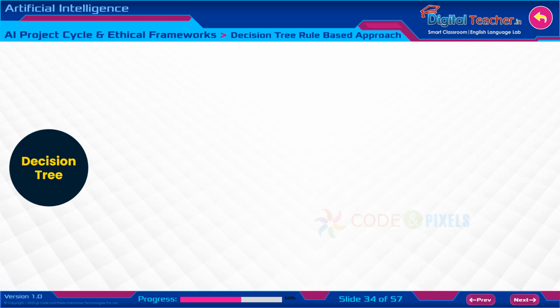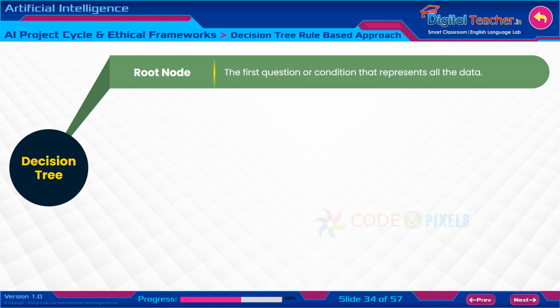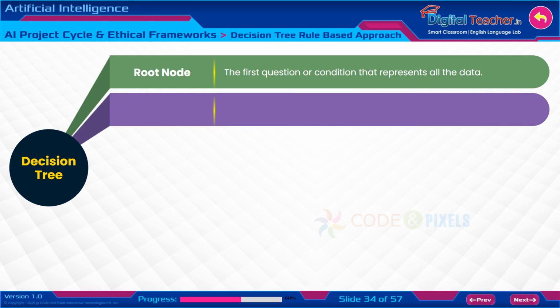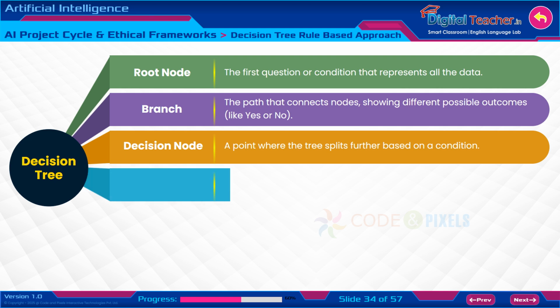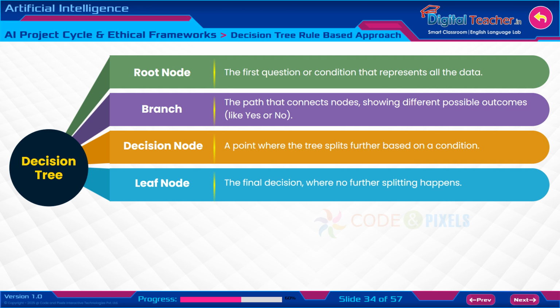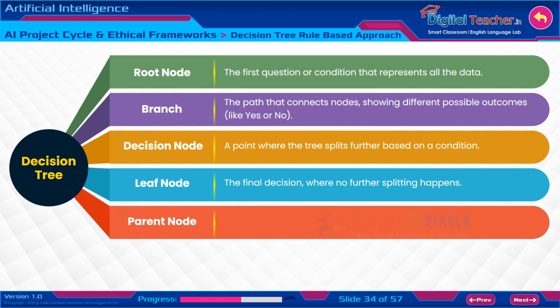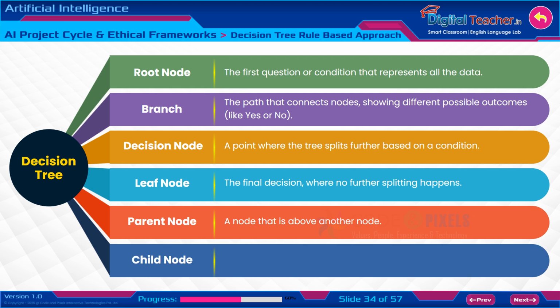In a decision tree, root node, the first question or condition that represents all the data. Branch, the path that connects nodes, showing different possible outcomes. Decision node, a point where the tree splits further based on a condition. Leaf node, the final decision, where no further splitting happens. Parent node, a node that is above another node. Child node, a node that is below another node.